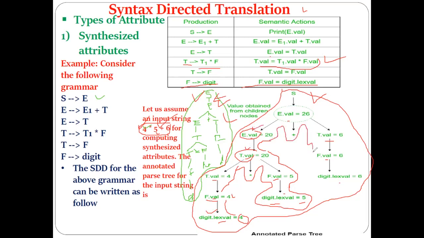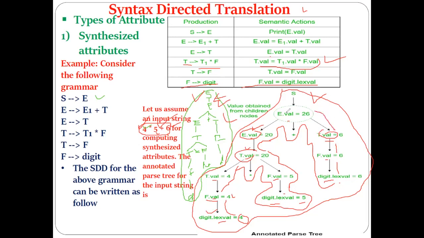In this way, we go on traversing. Now, when we come to this point, this digit dot lex value will be 6 according to the given expression. And this value will then be provided to the next node, that is the parent node, which will become 6. Then this t dot value becomes 6. Okay, because t dot value is a parent, f dot value is a child. Accordingly, we come to the e dot value here.